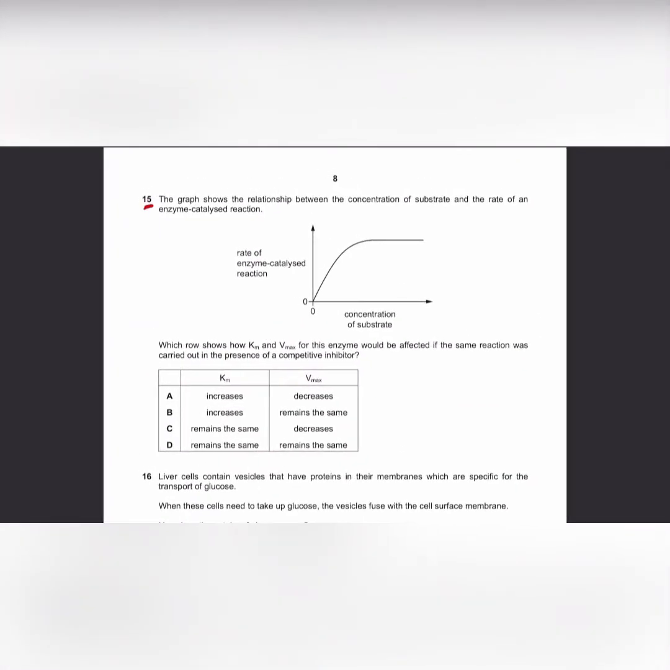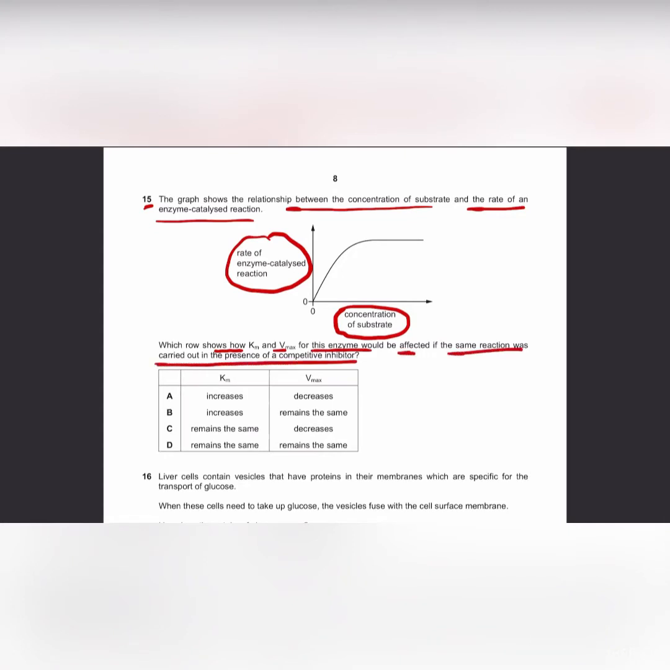Let's move on to MCQ number 15. The graph shows the relationship between the concentration of substrate and the rate of an enzyme catalyzed reaction. We have rate of enzyme catalyzed reaction on the y-axis and concentration of substrate on the x-axis. Which row shows how Km and Vmax for this enzyme would be affected if the same reaction was carried out in the presence of a competitive inhibitor?